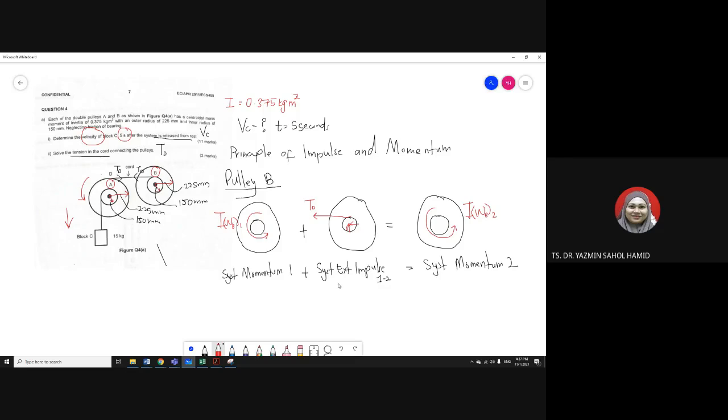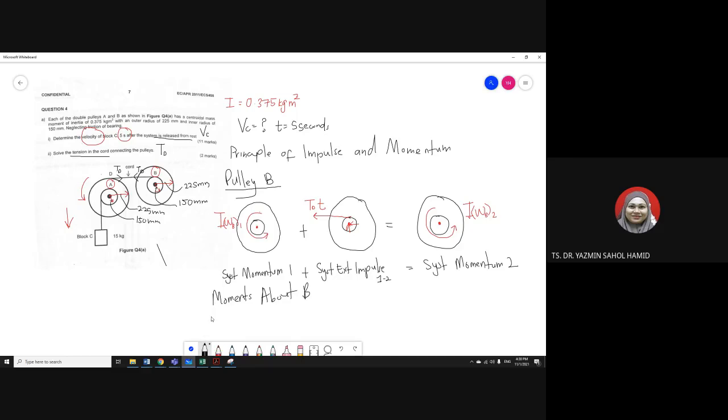Alright. Now, because we're going to do this for pulley B, we're going to take moments about B. Moments about B. There should be a dot in the center here. Don't forget, because this is due to time, we multiply the tension of the cord TD by time. Now let's take moments about B.